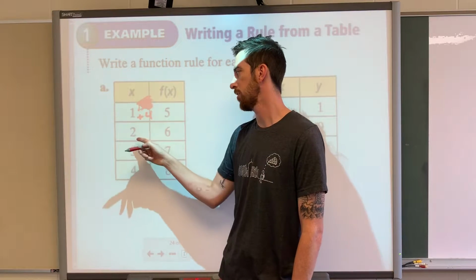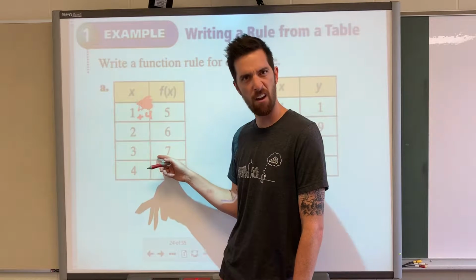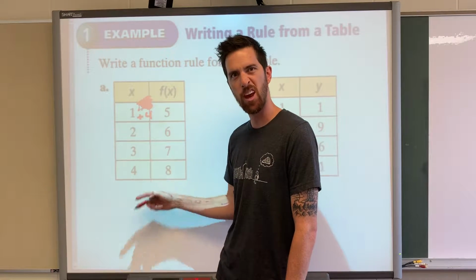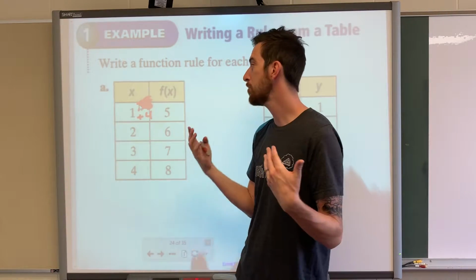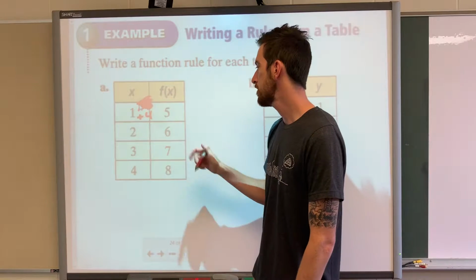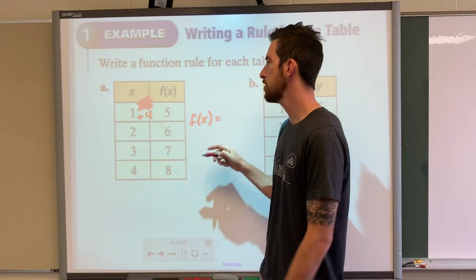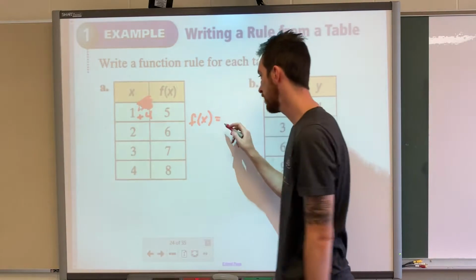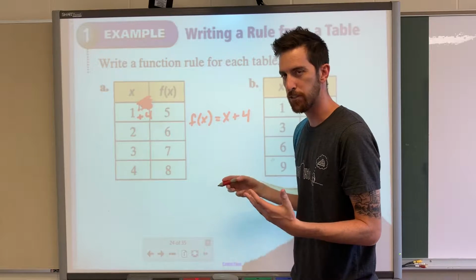But how about plus 4? 2 plus 4 is 6. Oh. 3 plus 4 is 7. 4 plus 4 is 8. No way! So that's our equation, that's our pattern. So every time you're taking the x value and you are adding 4. So we're going to say f of x equals the x value plus 4. That is one way to do it.